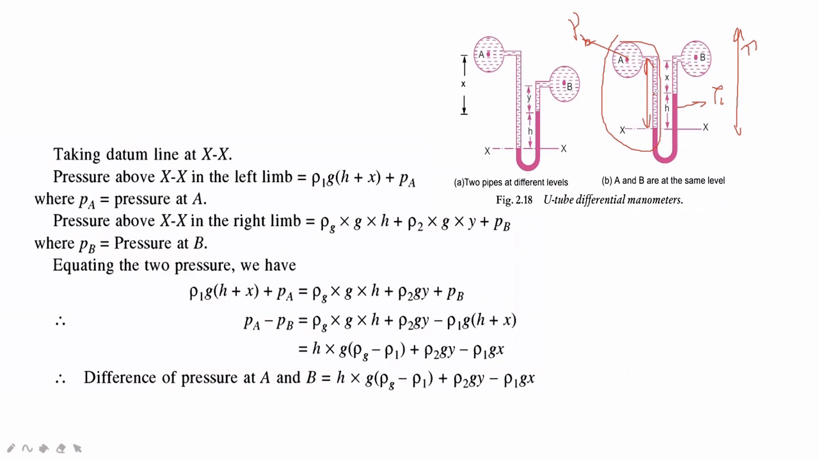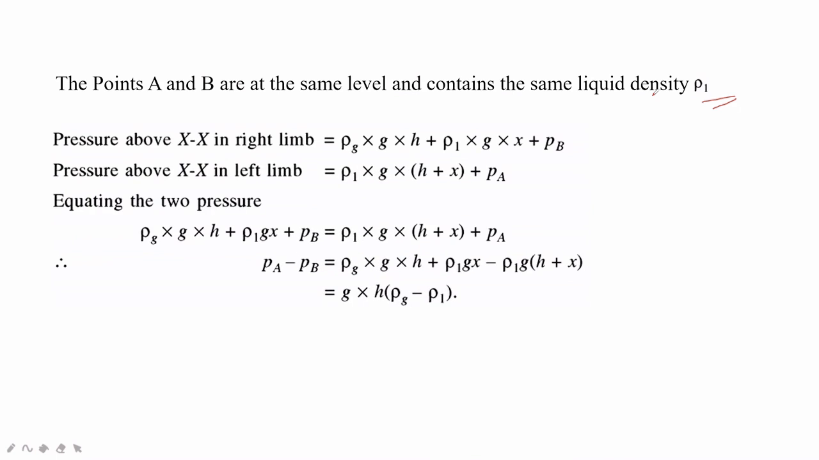Okay. So we will equate that. See, pressure in the right limb is rho g into g into h for the heavy liquid first, as much heavy liquid as there is, plus rho 1 g x, whatever is above it, plus PB. Next, the pressure in the left limb is rho 1 g into h plus x plus PA. Now equate both, you will get PA minus PB. The difference in the pressure is equal to what?